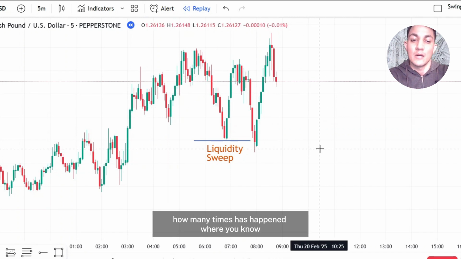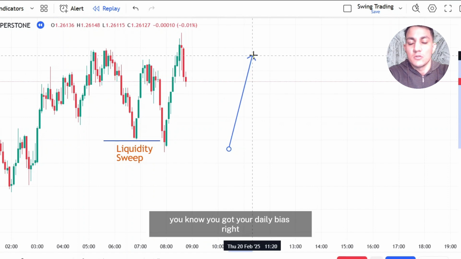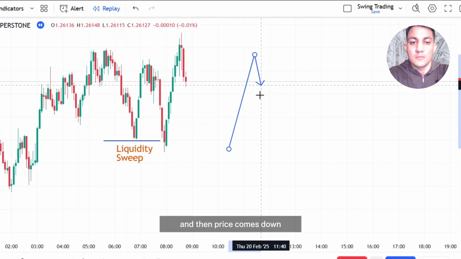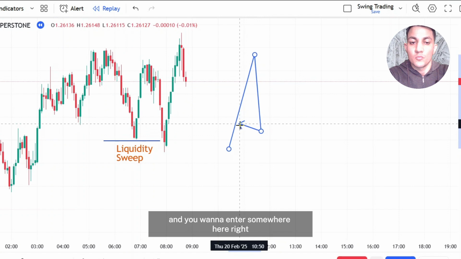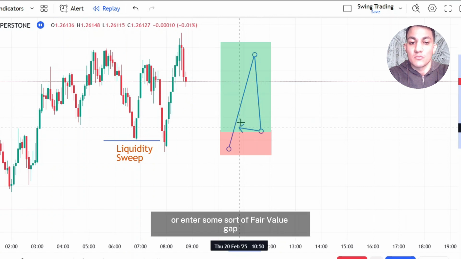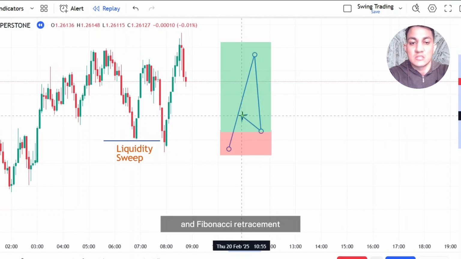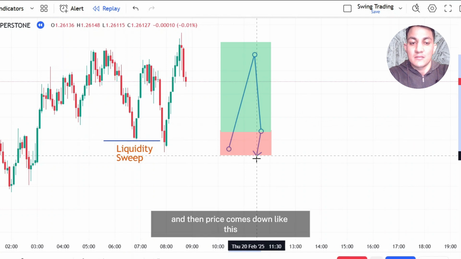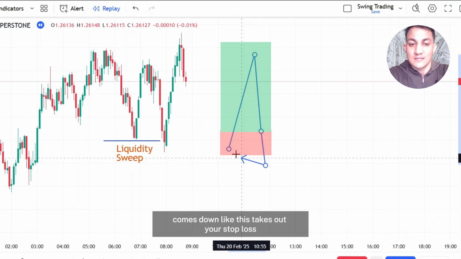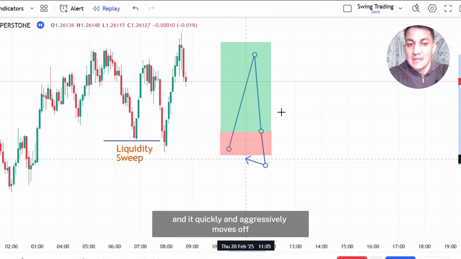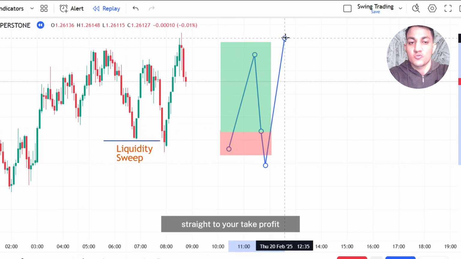How many times does this happen where you know price is bullish, right? You've got your daily bias, right? And then price comes down and you want to enter somewhere here, right? You want to buy the dip or enter some sort of fair value gap and Fibonacci retracement order block. And then price comes down like this, takes out your stop loss, which is here, and then quickly and aggressively moves off straight to your take profit.